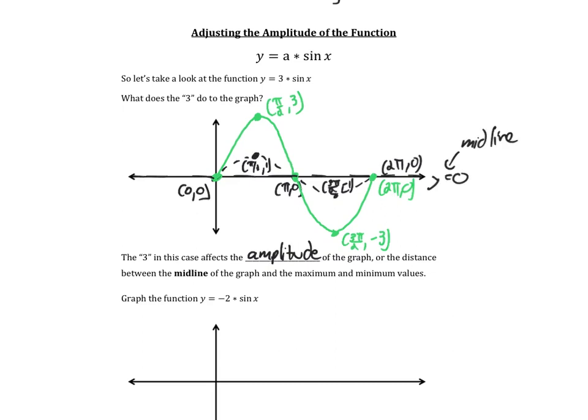That would be an important point. Notice the sine graph starts on the midline. It started on the midline of 0. It's the line that cuts it in half. Okay, so that's what you need to know for now.